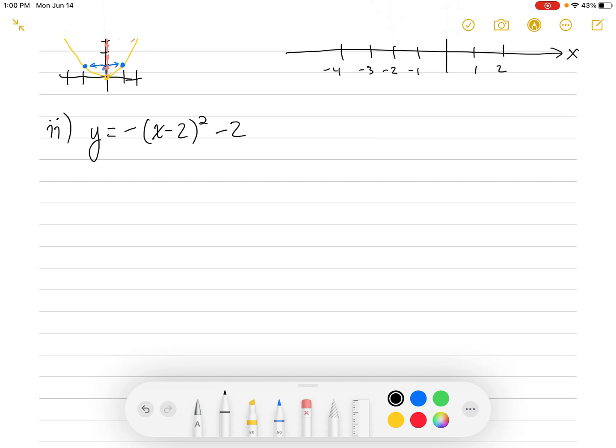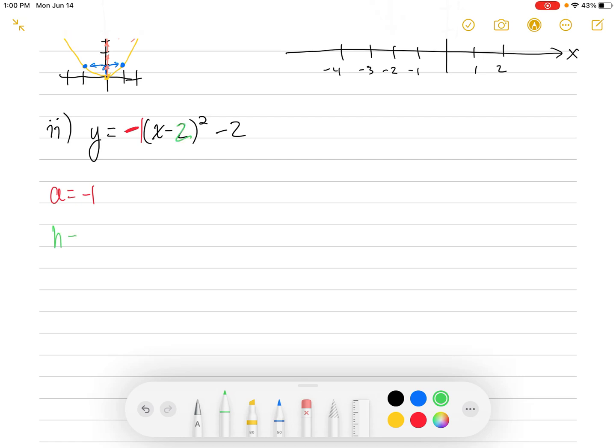y equals minus (x minus 2) squared minus 2. So I'm not going to use transformations on this one. I'm going to use the vertex method. The first thing you would do is identify your vertex and your a. First of all, a here is the number in front. That's actually negative 1.